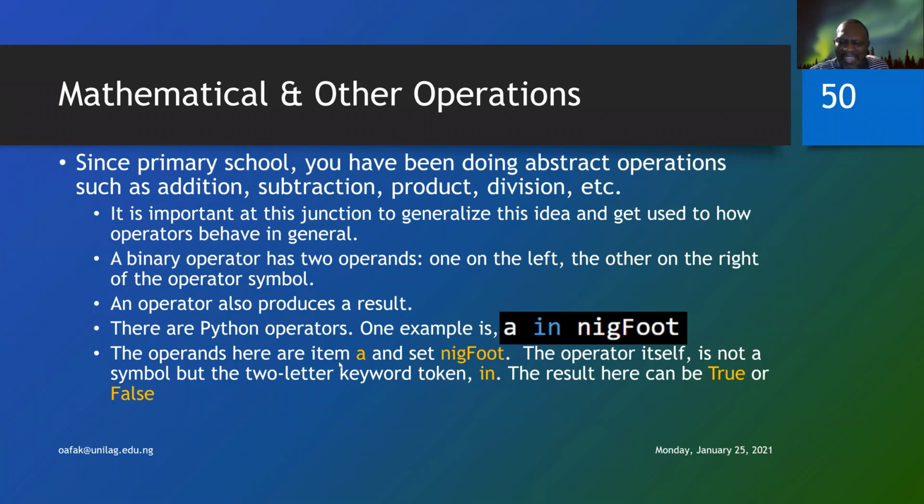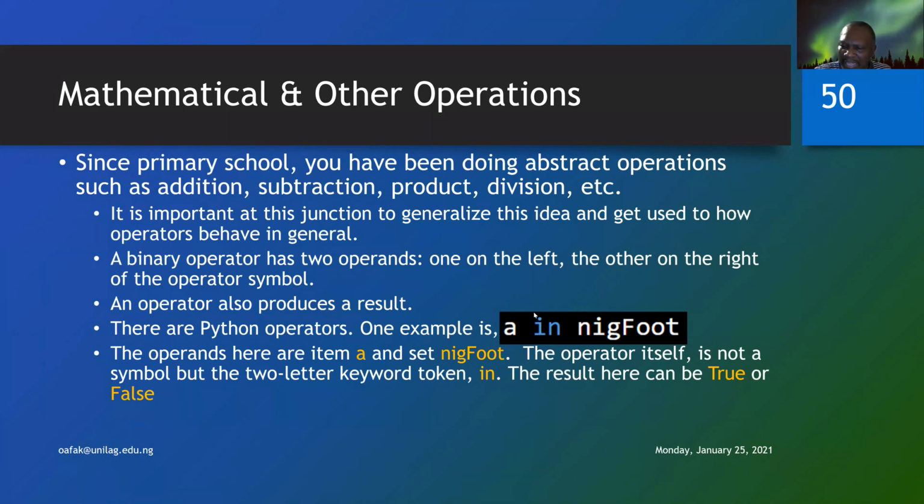Operands here are item A and the set Knightfoot. The operator itself is not a symbol. You see, in mathematics, our operators are always symbols. It's either plus or minus or product or division or belongs or union or intersection. All these things in mathematics, they are represented with symbols. When we get to Python, we may have the same operations too, but they will not be represented in symbols.